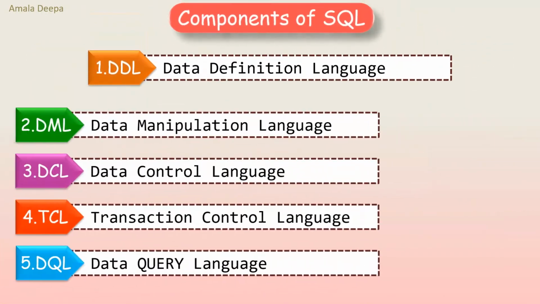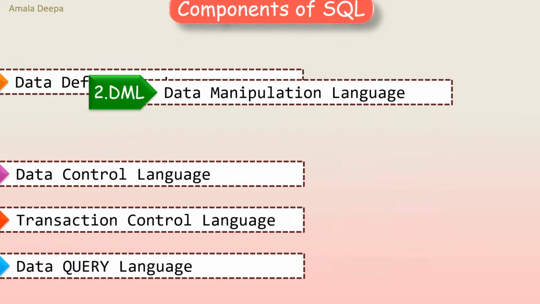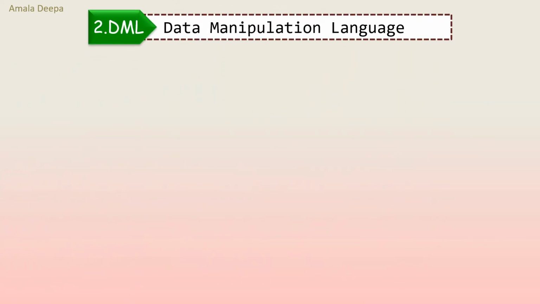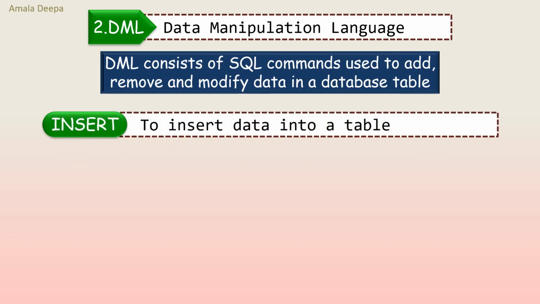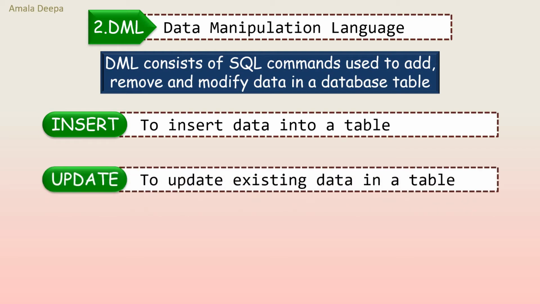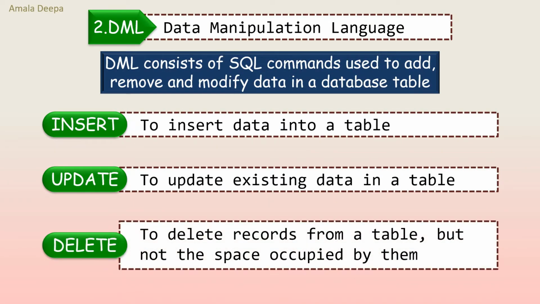The second component is DML, Data Manipulation Language. DML consists of SQL commands used to add, remove, and modify data in a database table. Under DML, the first command is insert, to insert data into a table. Update, to update existing data in a table. Delete, to delete records from a table but not the space occupied by them.